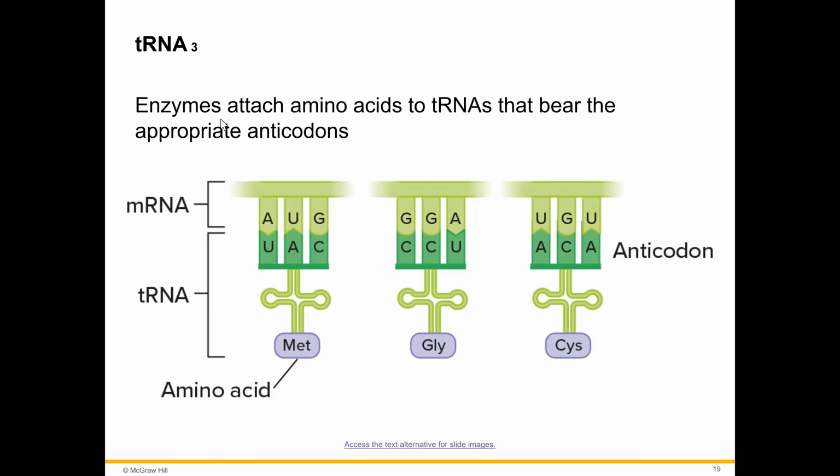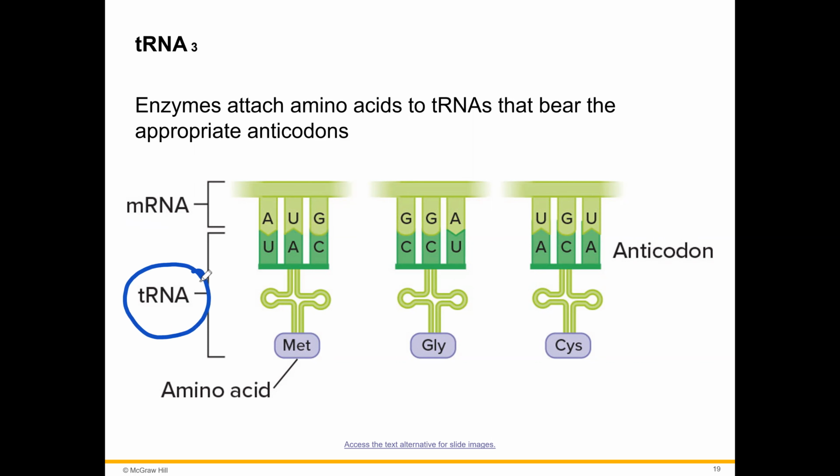Enzymes attach amino acids to tRNAs that bear the appropriate anticodon. So here's our messenger RNA. Remember, all the RNA, the same as DNA, is made of nucleotides, and each nucleotide has a nitrogenous base. So here are our bases A, U, and G. That's on a messenger RNA.